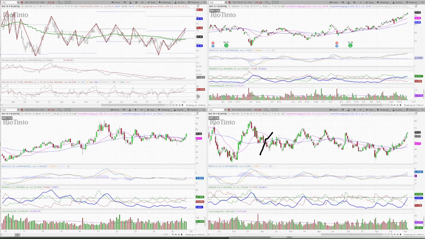If it's chopping sideways and all it's doing is something like this, then you can't play the 1, 2, 3 reversal. You can only play the breakout. You only look for a breakout. So it's something you just need to keep in mind if you're going to do that.